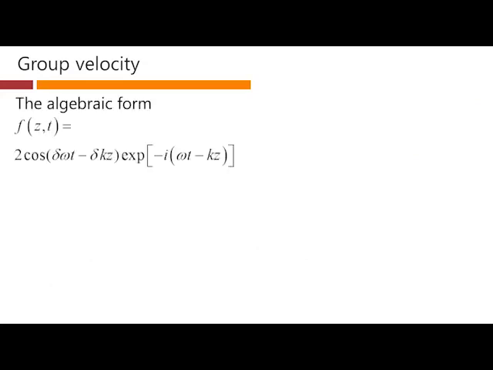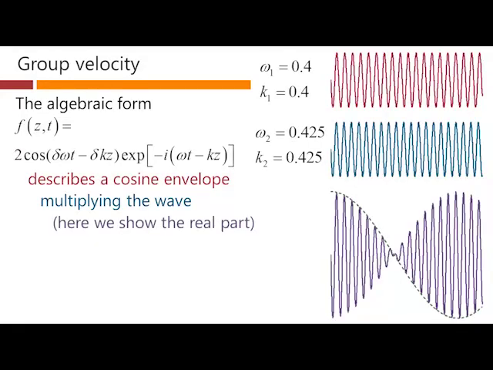So then, with this algebraic form we've just worked out, the cosine envelope multiplying the underlying wave, we're going to show the real part of this wave here. This is the wave we were just looking at, the red one, the blue one, and the sum of the two.